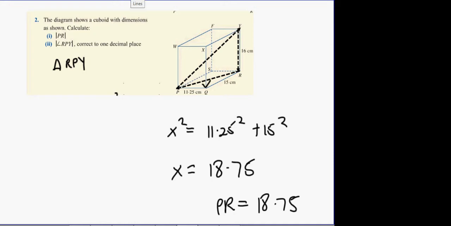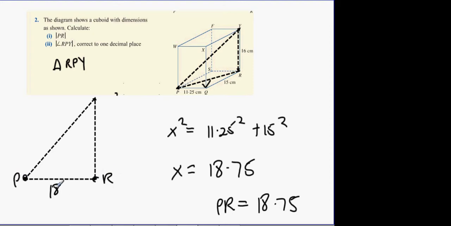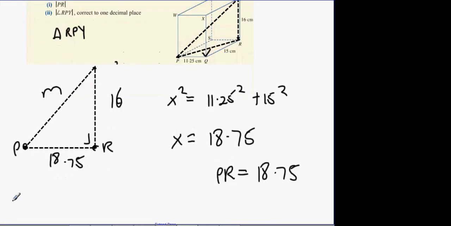Okay? So what we know here is this, that when we draw this triangle out, like so, P to R is the base, isn't it? Yep. P to R is on the ground, that's 18.75. That's 90 degrees. We know that YR is 16. Find out what this is. Call it M. Once again, Pythagoras theorem. M squared equals 16 squared plus 18.75 squared.